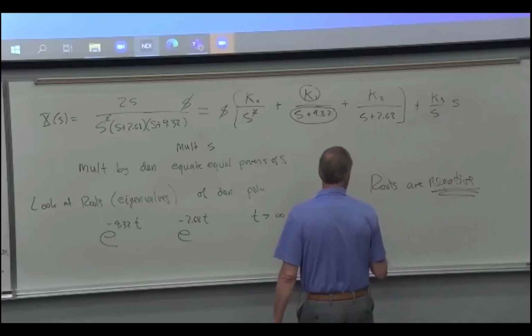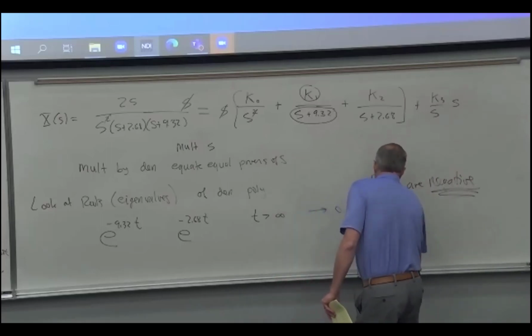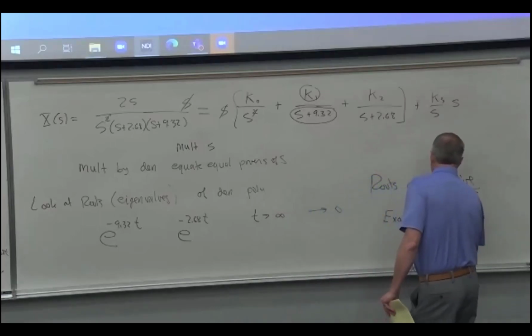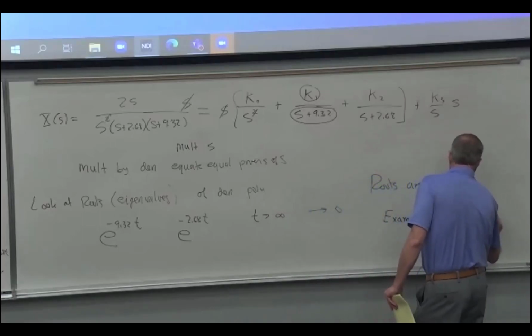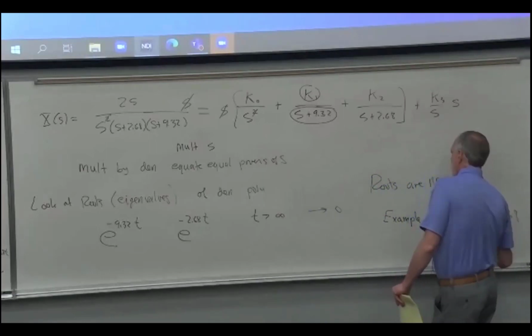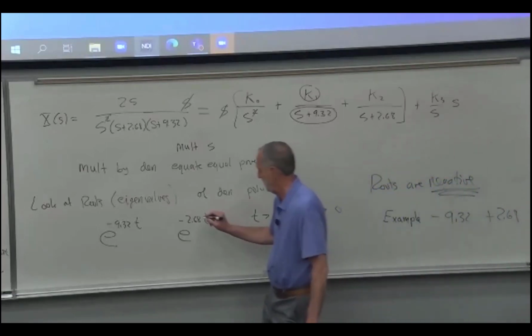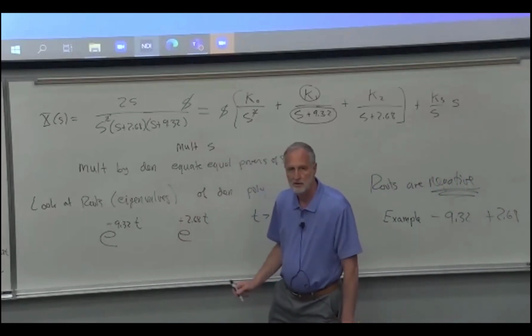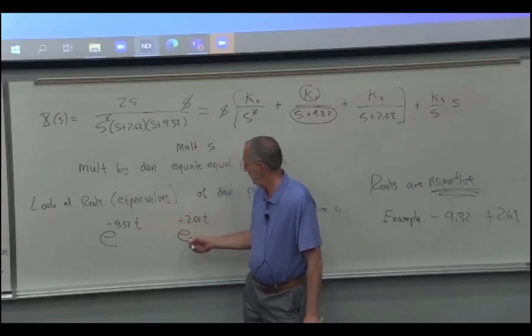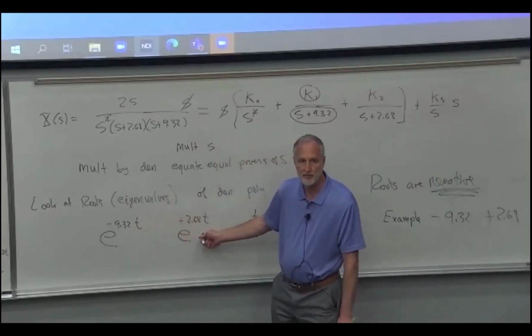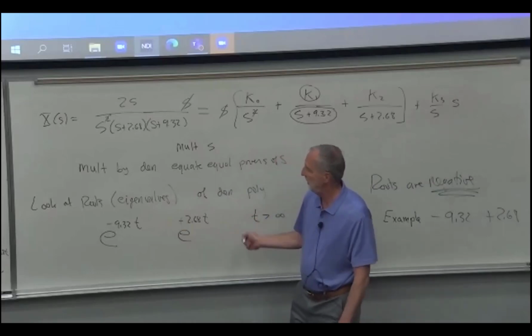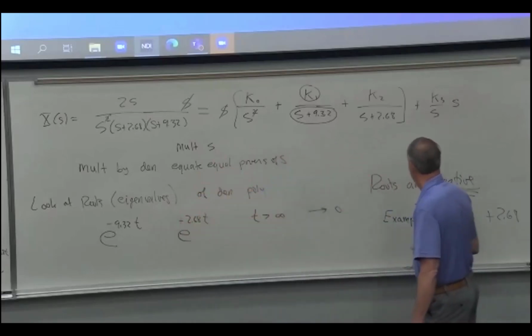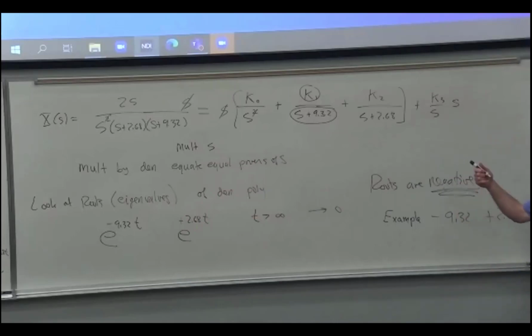For example, let's say we had this. Let's say we got minus 9.32, but we got plus 2.68. What's going to happen? Time gets large, that goes to 0. What's this? Blows up, right? So immediately we don't have to do the whole partial fraction expansion. We say, oh, positive root, unstable, it blows up. So you know that right off the bat.